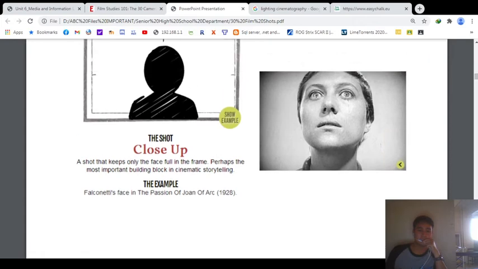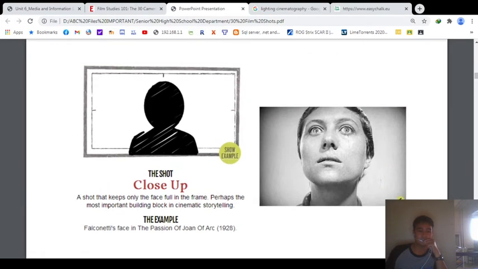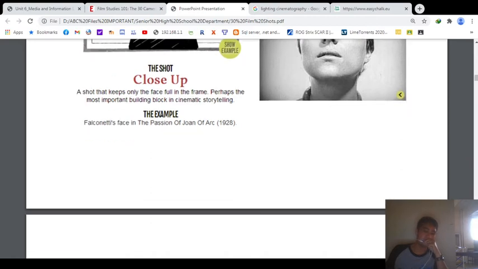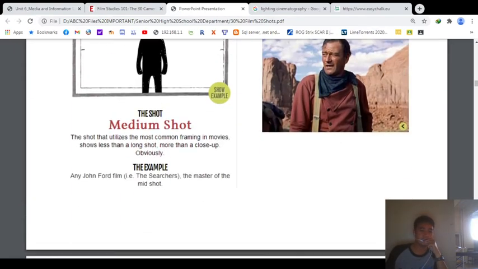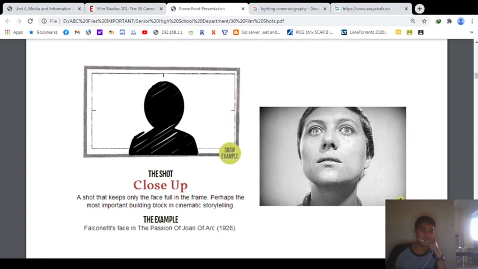And that is the close up. A shot that keeps only the face full in the frame. Perhaps the most important building block in cinematic is the storytelling. Telling story through moving images is cinematography. Another term for them is the so-called director of photography. They direct where the camera angle moves.